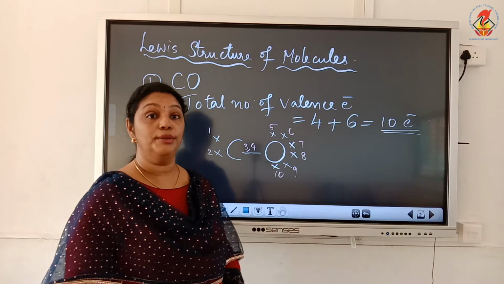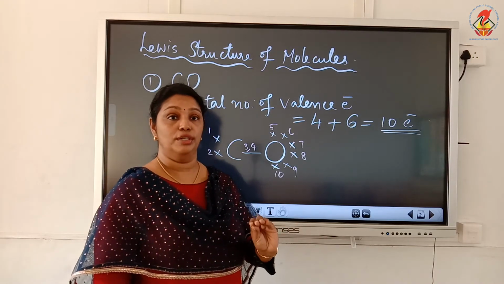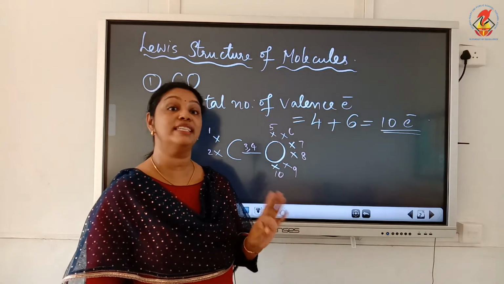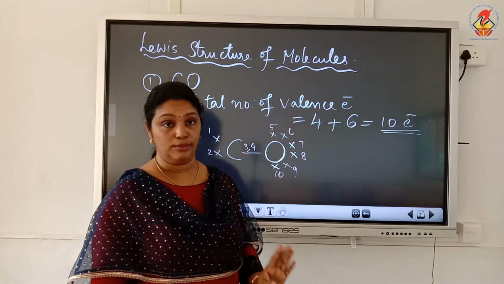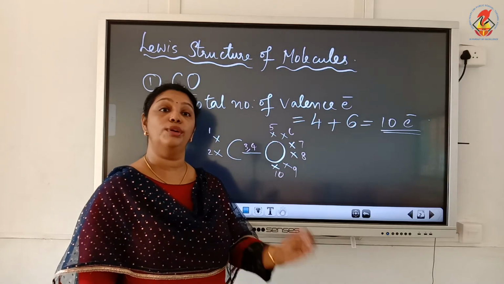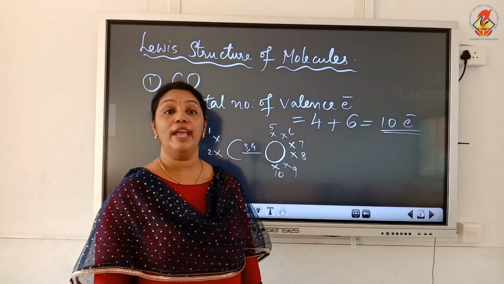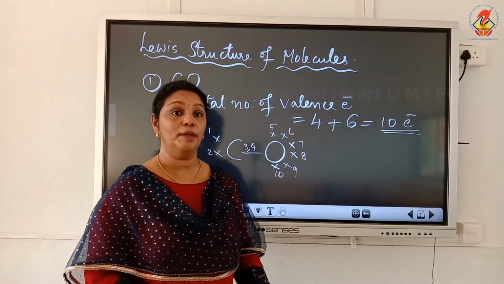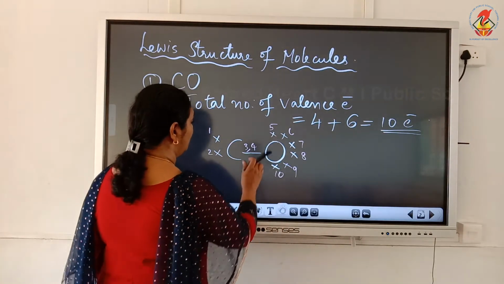So, I told you, after writing the Lewis structure, the octet around each atom must be completed. Each atom should have 8 electrons around it. Now, in this case, carbon doesn't have 8 electrons, it has only 4 electrons. So, what do we have to do? We have to go to multiple bonding. Multiple bonding means, how will we show that multiple bonding?